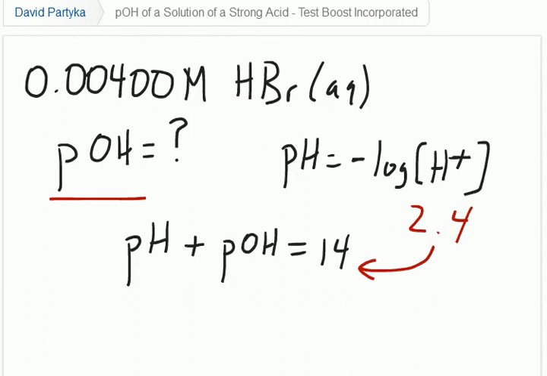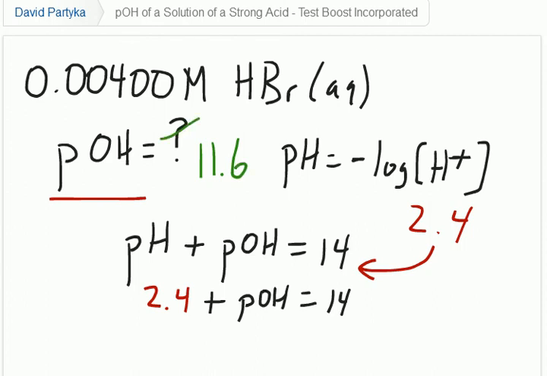Now, using that in this equation here, we see that pH, which is 2.4, plus pOH is equal to 14. So pOH is equal to 14 minus 2.4, or in other words, it's equal to 11.6. So our pOH is 11.6, which is our final answer.